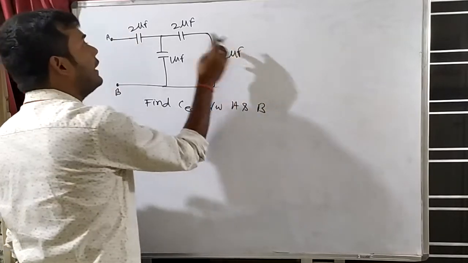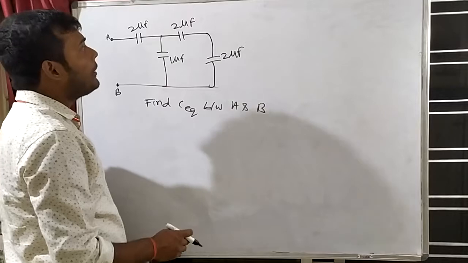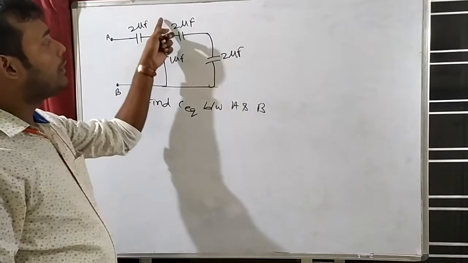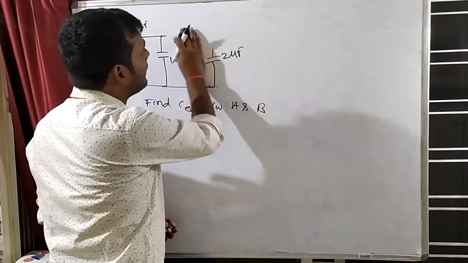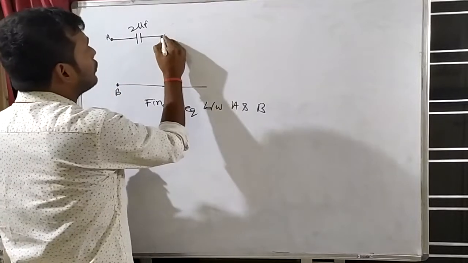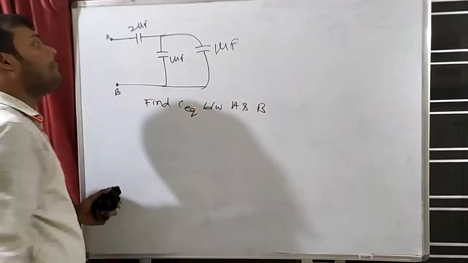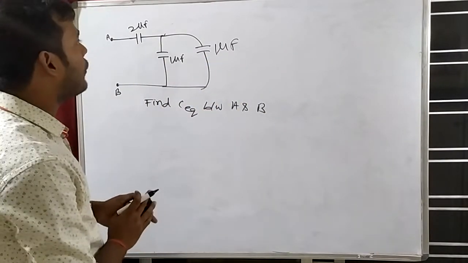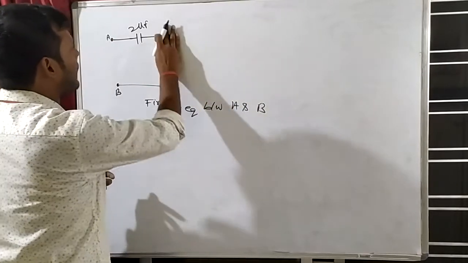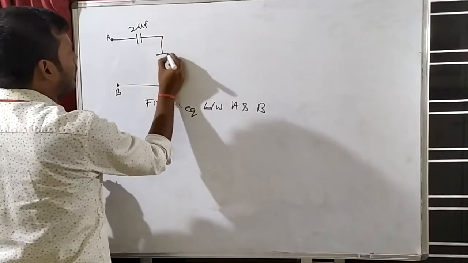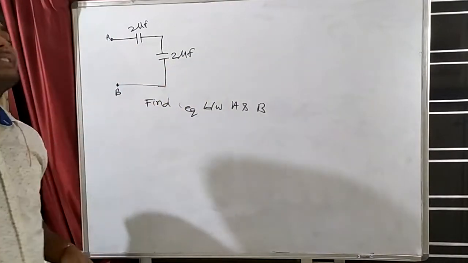Again see, this 2 microfarad and 2 microfarad are connected in series. So 2 into 2 divided by 2 plus 2, so 4 by 4 is 1. So in place of these two we will write 1 microfarad. Again see, this and this are connected in parallel. So 1 plus 1 is 2. So the equivalent capacitance of these two is 2 microfarad. I will replace this with a single one of 2 microfarad. Clear?